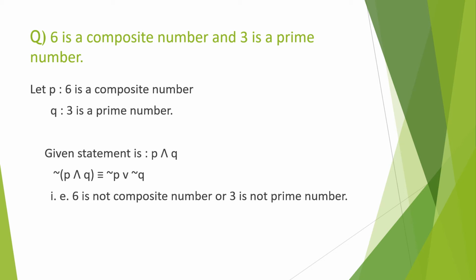Therefore, the negation of the given compound statement becomes: negation P, meaning 6 is not a composite number, or negation Q, which is 3 is not a prime number. So, 6 is not a composite number or 3 is not a prime number is the negation of the given statement.